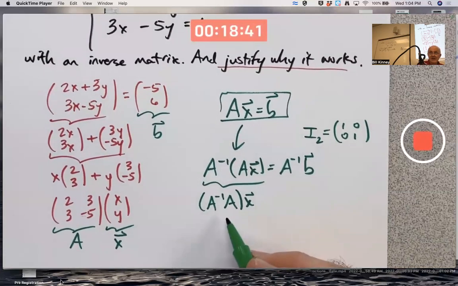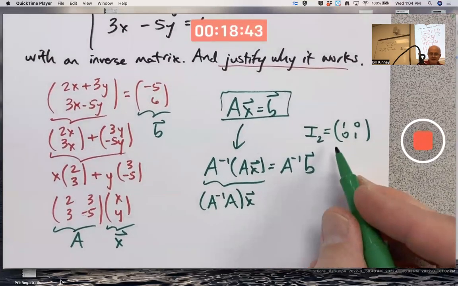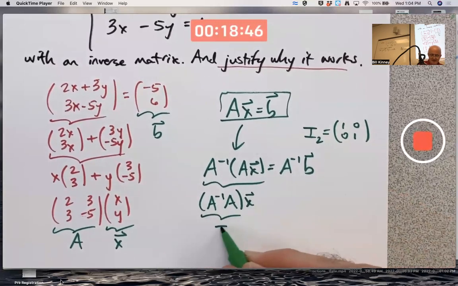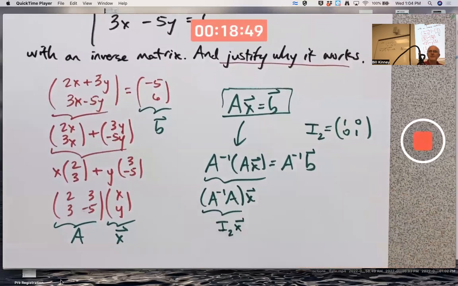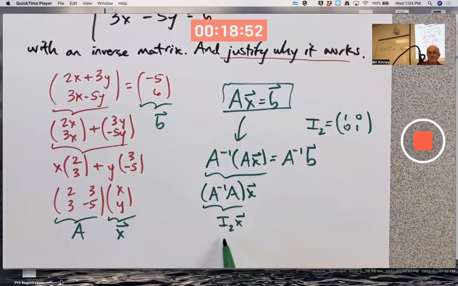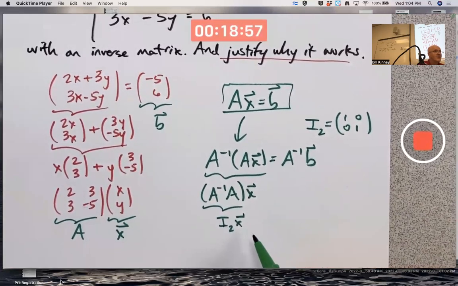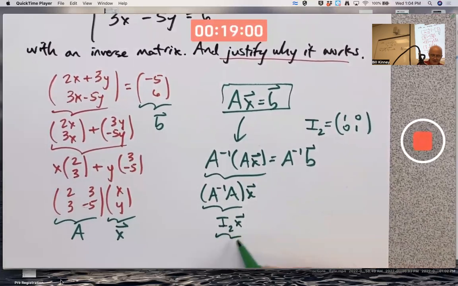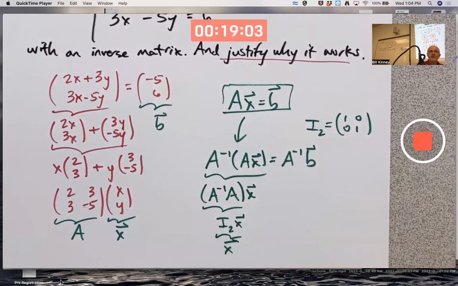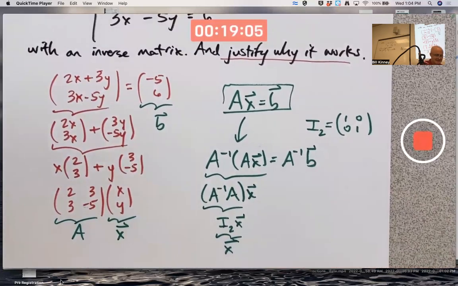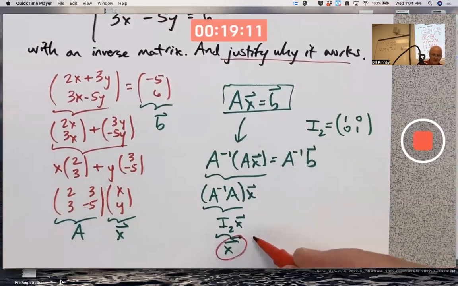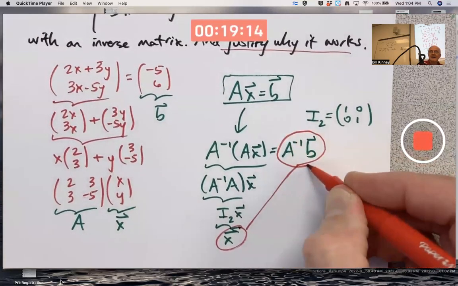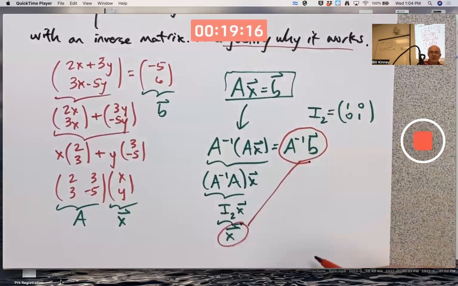But A inverse times A, if A inverse exists, is this 2 by 2 identity matrix. That's the same as I sub 2 times X. The 2 just means it's 2 by 2. But again, I sub 2 times X, I acts like the number 1. You multiply it times the vector X, you get X. So what we've got here ultimately is that the solution vector X, if A inverse exists, must be A inverse times B. There's an abstract justification for why using an inverse matrix will solve the system.